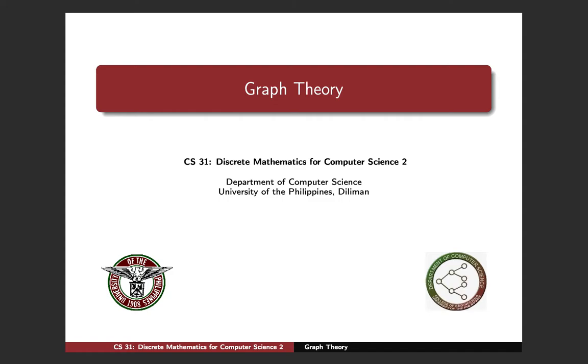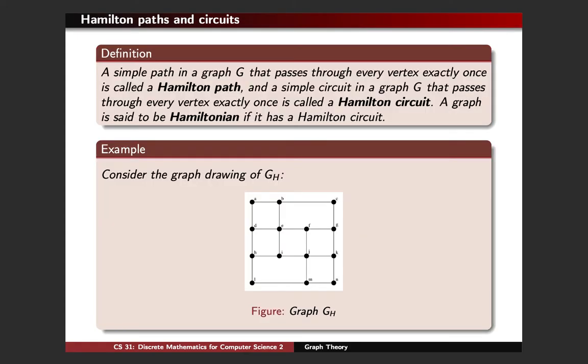For this video, pag-aaralan natin ang isa sa mga pinaka-popular na type of path or circuit sa graph theory. So, definition: a simple path in a graph G that passes through every vertex exactly once is called a Hamilton path. And the simple circuit in a graph G that passes through every vertex exactly once is called a Hamilton circuit. A graph is said to be Hamiltonian if it has a Hamilton circuit.